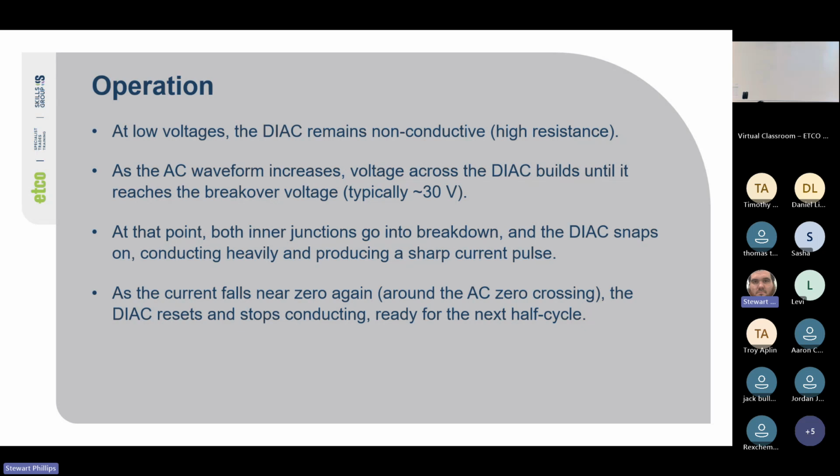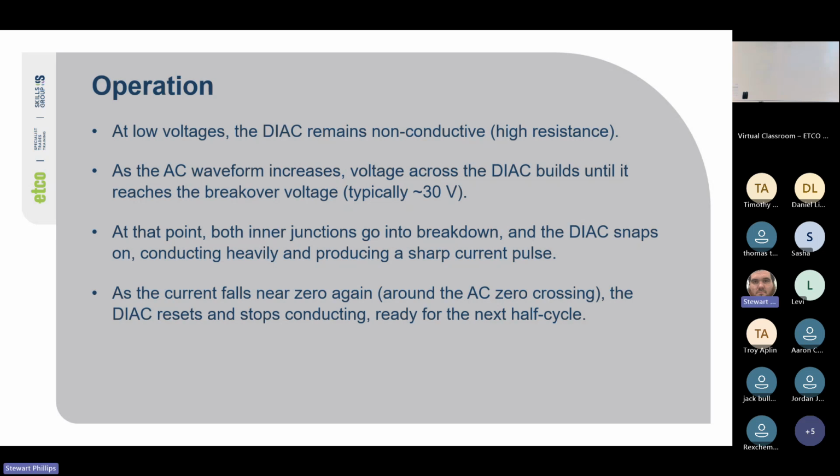So think of it like a safety valve on a pressure tank. It doesn't leak gradually. It holds everything in until pressure reaches a set point, and then it suddenly releases it all at once and then closes again. The diac does the same thing with voltage. It pops open when the voltage builds up too high and then resets.